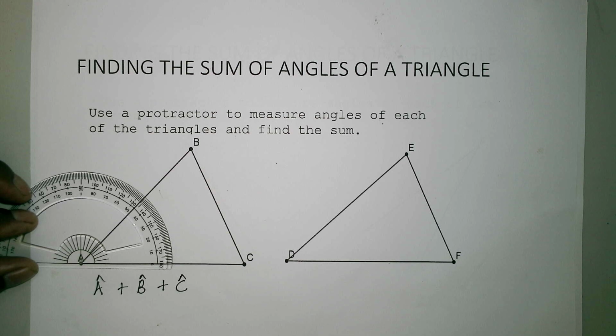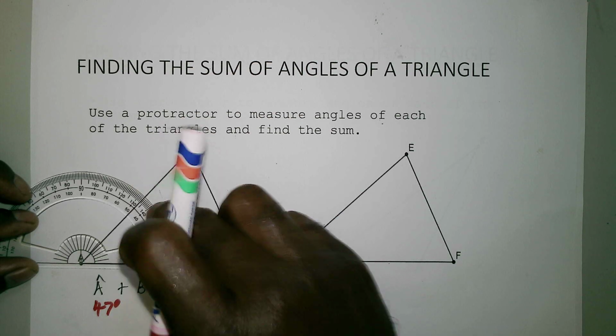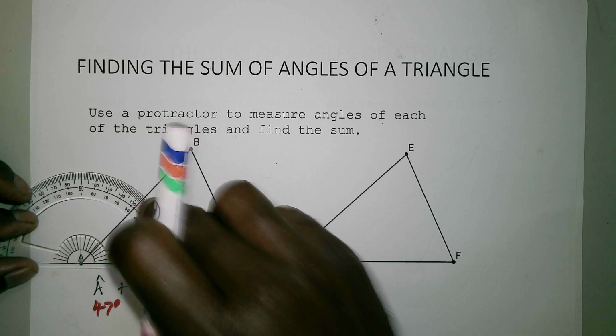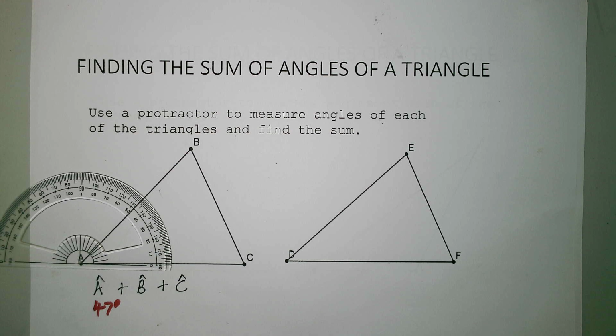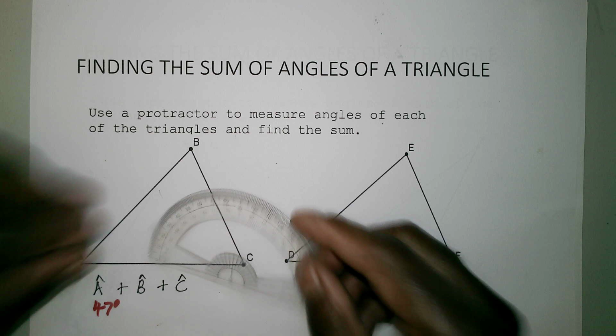is 47 degrees. Our angle A is 47 degrees because here is 40, 45, and then 46, 47. Okay? Now we can skip angle B, we'll come back to it and see how we measure angle C.